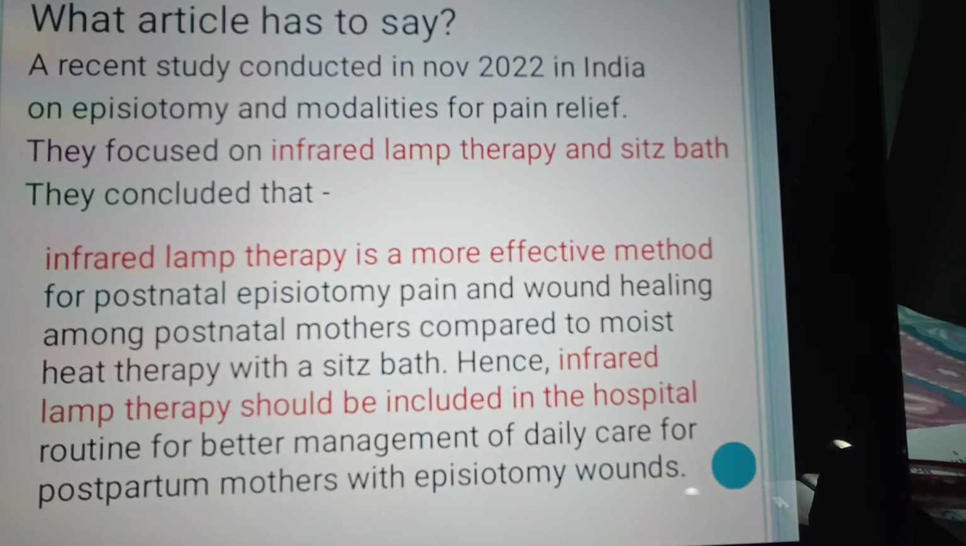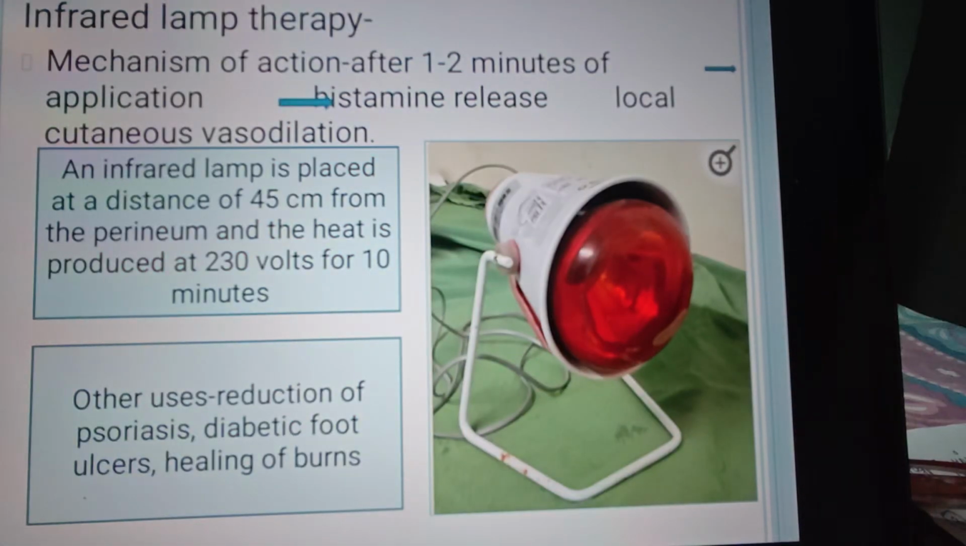So, a recent study conducted in November 2022 in India on episiotomy and modalities for pain relief said that infrared lamp therapy is better than sitz bath, and it is a more effective method. So, what does this infrared lamp therapy do? After 1 to 2 minutes of application, there is histamine release, and this histamine release causes cutaneous vasodilation. So, there is increased blood flow in the perineal area, and this infrared lamp has to be placed at a distance of 45 centimeters from the perineum, and the heat is produced at 230 volts for 10 minutes.